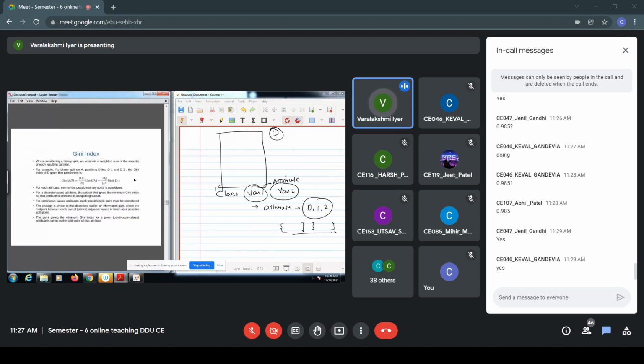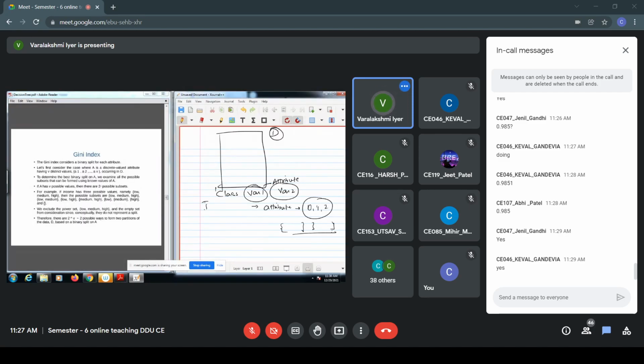For example, in case of income, if we have three values, high, low and medium, it will create different combinations of these and try to create a binary split between the data. A binary split will be created only in the case of Gini index.